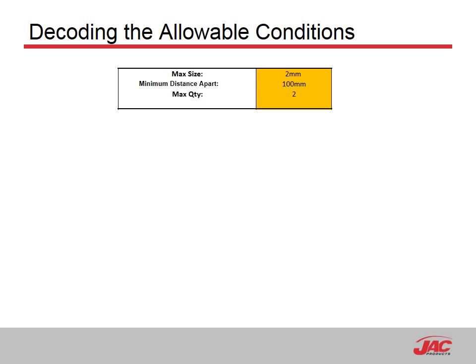In the attribute column, there are different criteria that must all be met for a defect to be acceptable. The first is max size. This is telling you how big the defect can be. For this example, the defect must be less than or equal to 2 millimeters in size. Anything bigger than 2 millimeters is a reject.